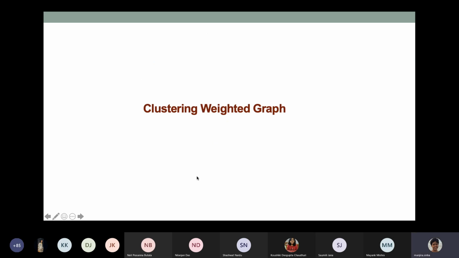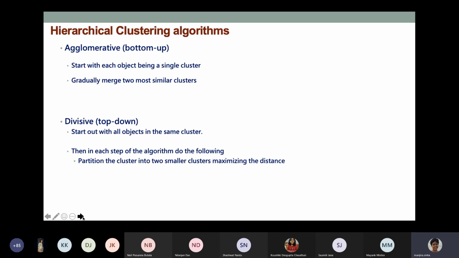Okay, now let us move on to clustering the weighted graphs. For weighted graph clustering, we will use a method called hierarchical clustering. Hierarchical clustering can be of two types, agglomerative or divisive.